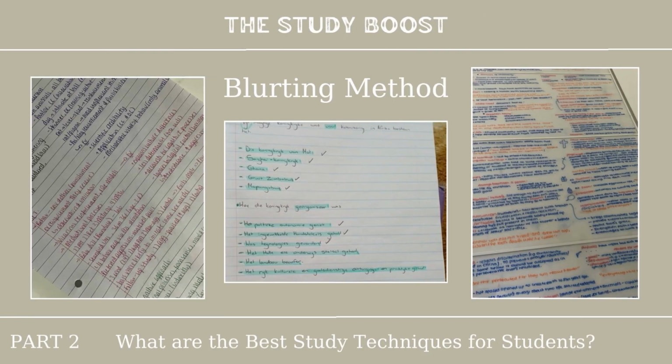Blurting is a revision technique where you write down all the information you can remember on a topic. To do this, you first familiarize yourself with a topic you are studying. You can learn your notes or read a piece of information. After, you'll blurt it out by writing down everything you remember without looking at the initial source. Then review your notes to identify any gaps or errors. Repeat this process until you can recall all the information.